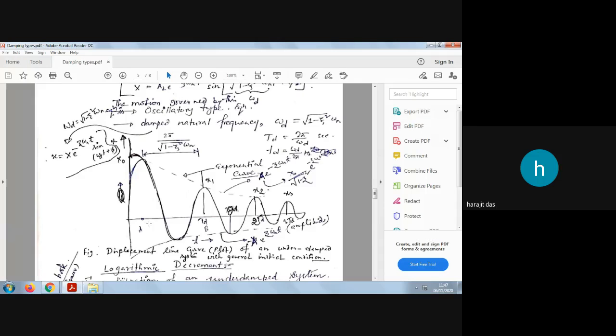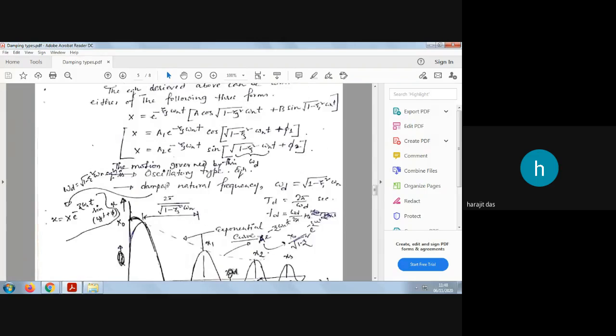Understood? So here you can say that this is the first time period, from this point to this point, Td. This is the second time period, 2 Td. This is the third time period, 3 Td. And the envelope, or the amplitude, is decreasing exponentially. And what is the value of this amplitude? This is the value of this amplitude: a2 e to the power minus zeta omega n t.